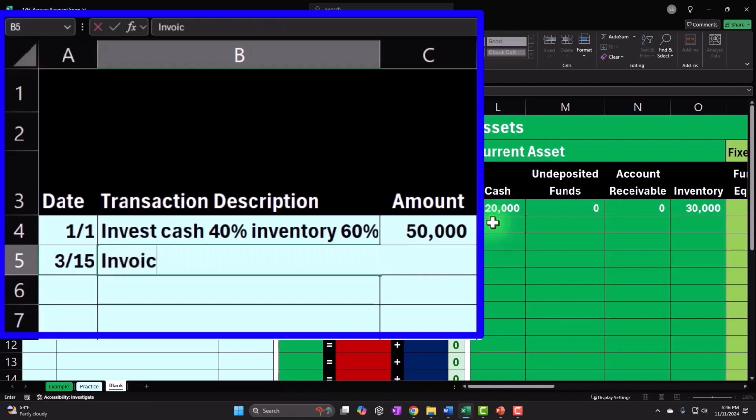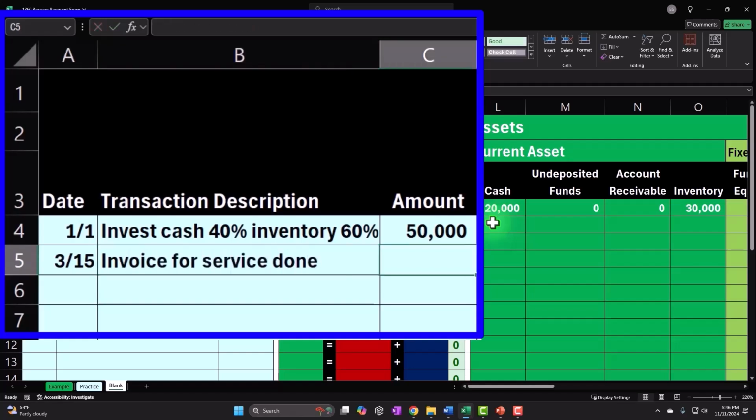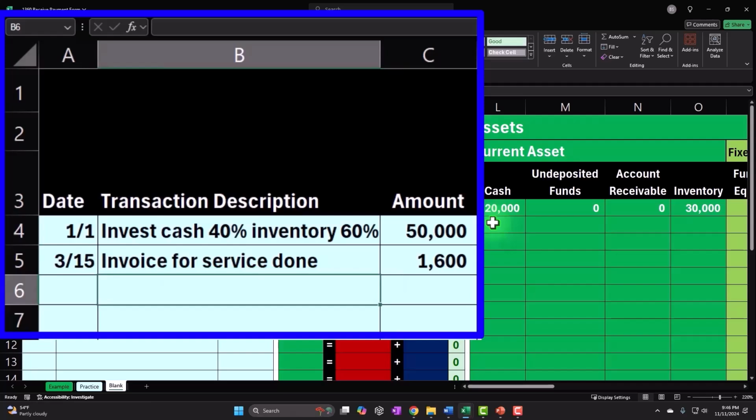So invoice for service done. So this is where we did work, like a bookkeeper or a law firm or a landscaper, and we invoice the client, which you could call a bill, but for accounting software, we typically call that data input form an invoice. So 1,600 invoice.